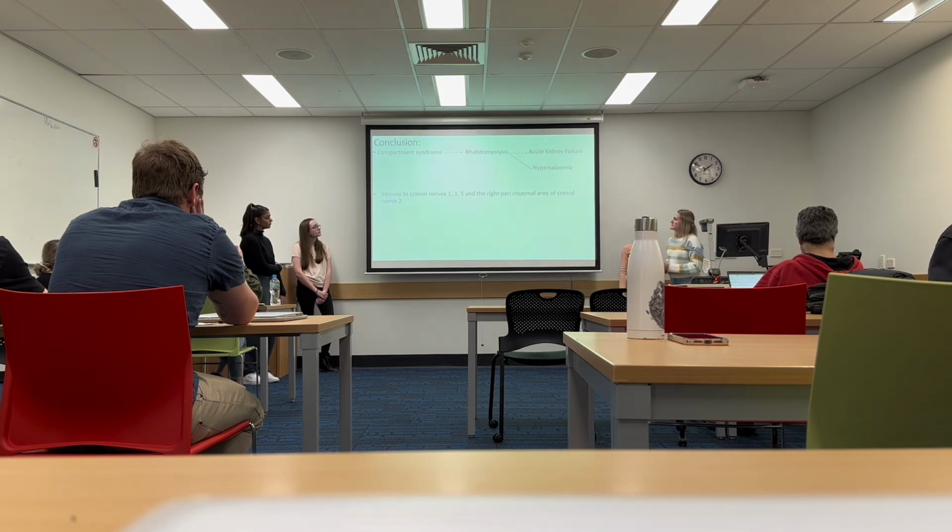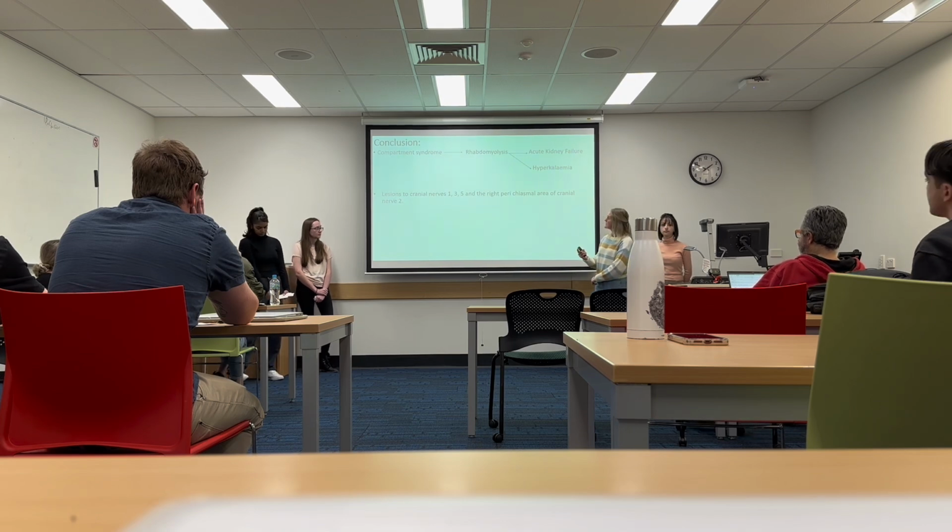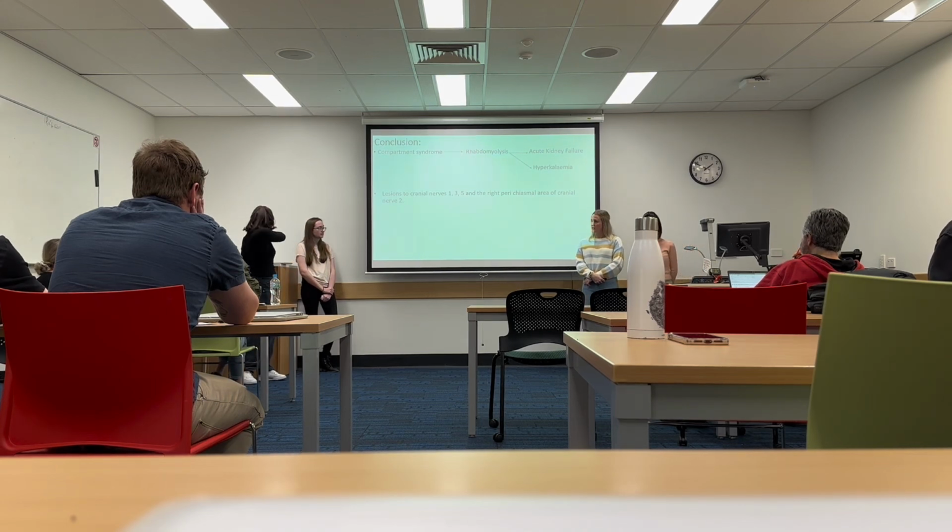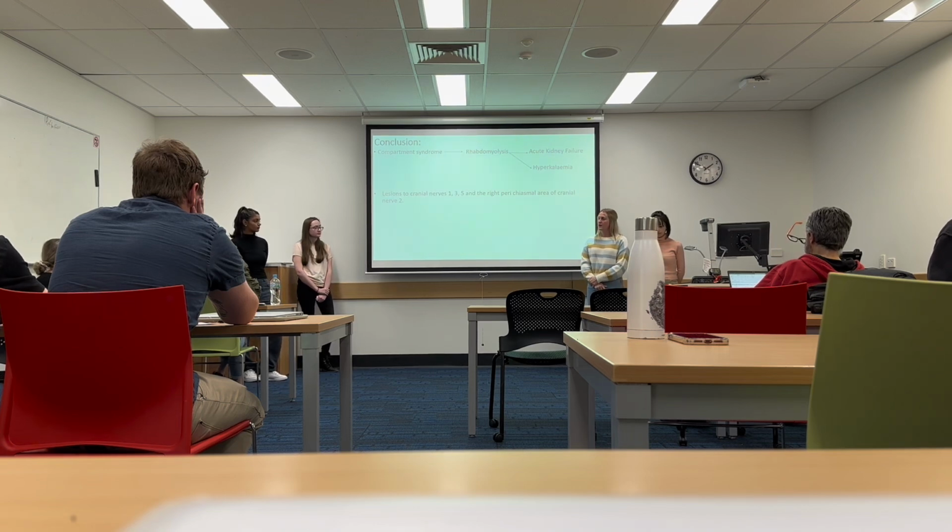So the final diagnosis is that Mr. Rene's accident and subsequent injuries caused compartment syndrome that then resulted in rhabdomyolysis. This then caused acute kidney failure and hyperkalemia. Mr. Rene also sustained a head injury that caused lesions to cranial nerves 1, 3, 5 and to the right perichiasmal area of cranial nerve 2. Thank you for listening.